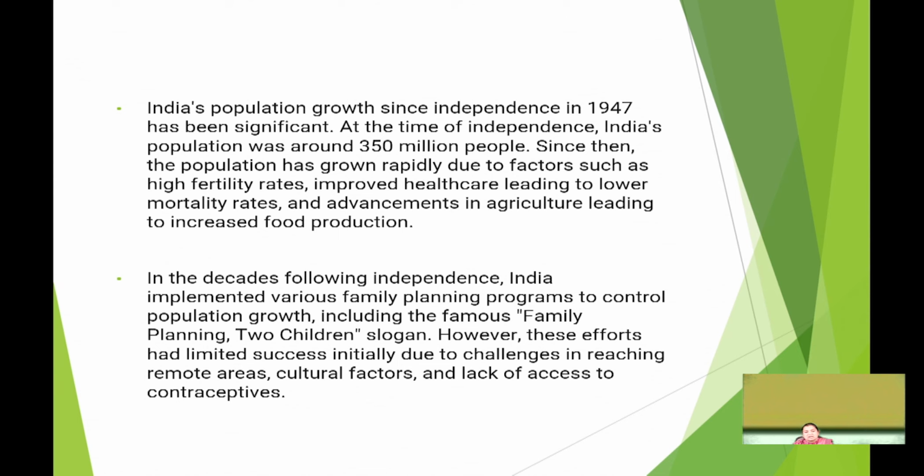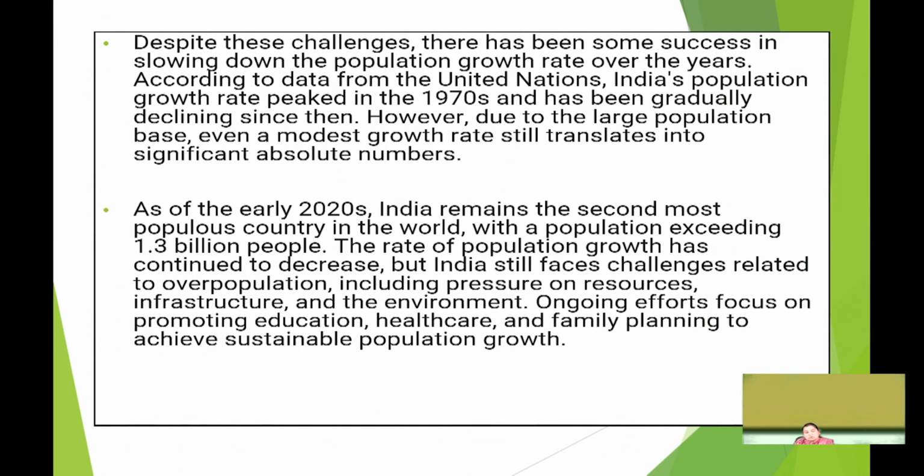However, these efforts had limited success initially due to challenges in reaching remote areas, cultural factors, and lack of access to contraceptives. Despite these challenges, there have been some successes in slowing down the population growth rate over the years. According to data from the United Nations, India's population growth rate peaked in the 1970s and has been gradually declining. However, due to the large population base, the population is reproducing at the same level.